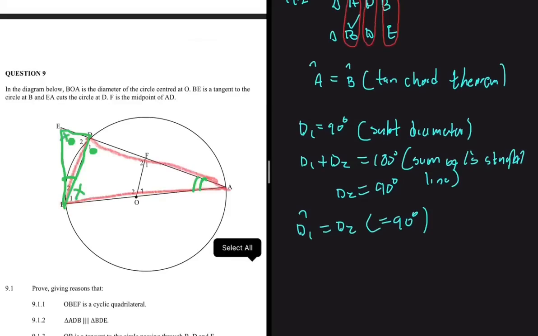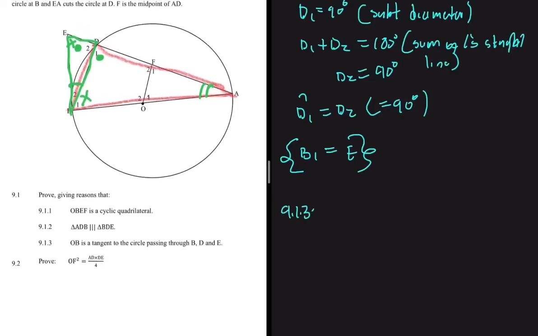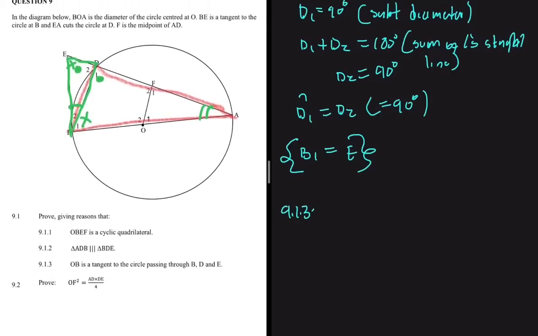So now we can see that B1 is equal to angle E, right? You don't have to say this, but I'm just assuming that we might need to use it when we solve other problems. Let's move ahead with our equation. So we have 9.1.3. So 9.1.3 is saying, let's prove, giving reasons, that OB is a tangent to the circle passing through BDE.